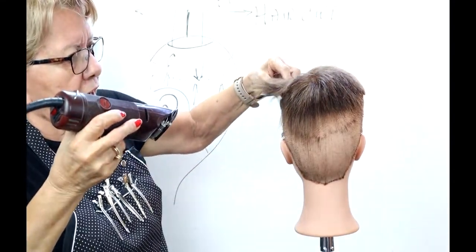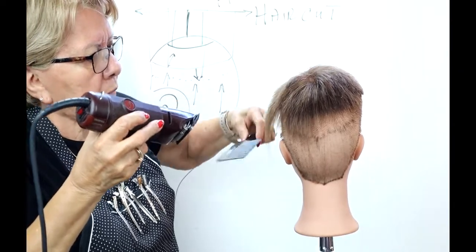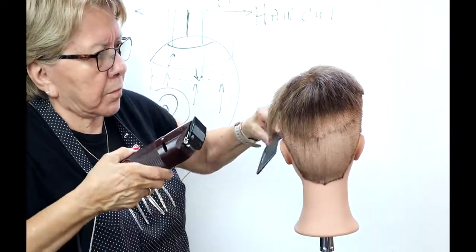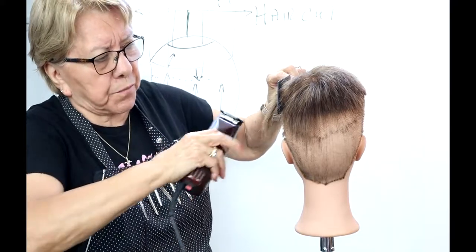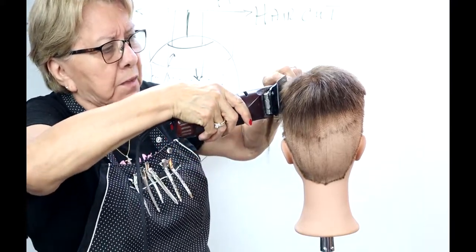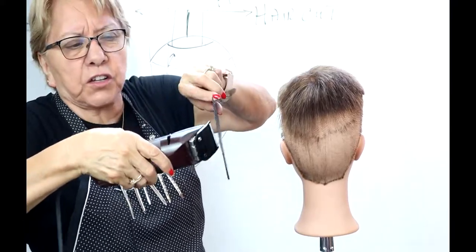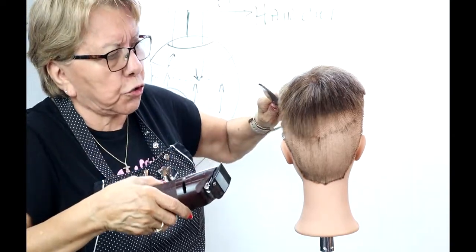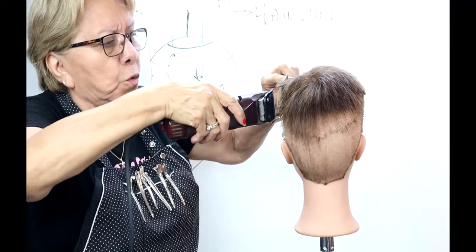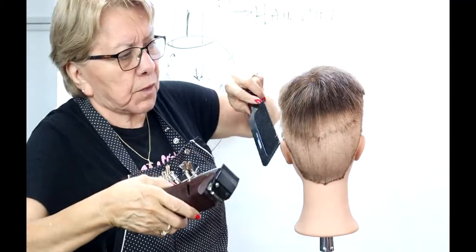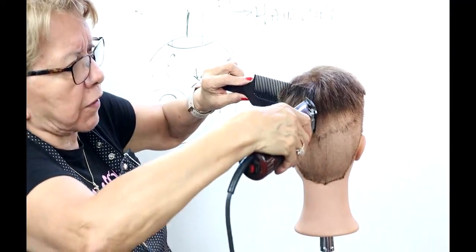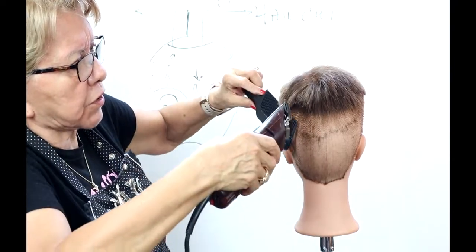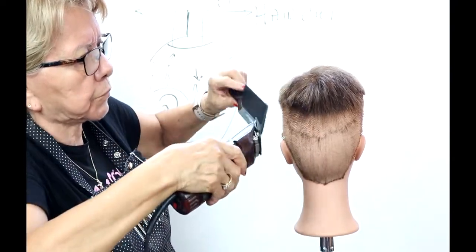All right, so again, lower ridge, that's where my comb is resting. And always stay on the clipper. Don't go above it or below it. You could create a cut right there that you don't want. Okay? See it? Still coming. Still coming.